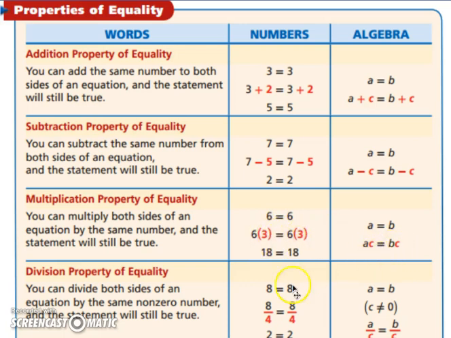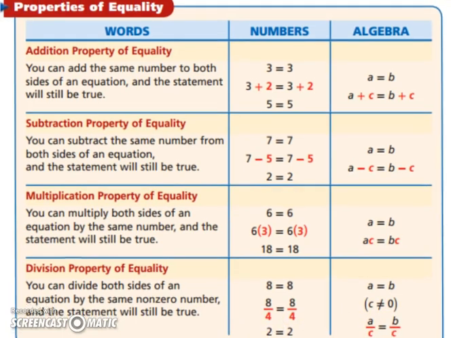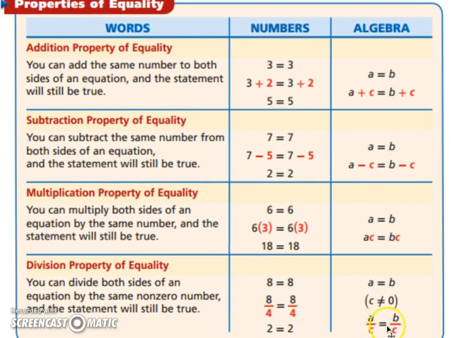It doesn't matter what you multiply it by. The division property of equality: you can divide both sides of an equation by the same non-zero number. Remember, you can't divide by 0. And the statement will still be true. So if you divide by any value of c, you'll end up with an equal statement because of the division property of equality. That concludes our lesson on solving equations by multiplying or dividing.